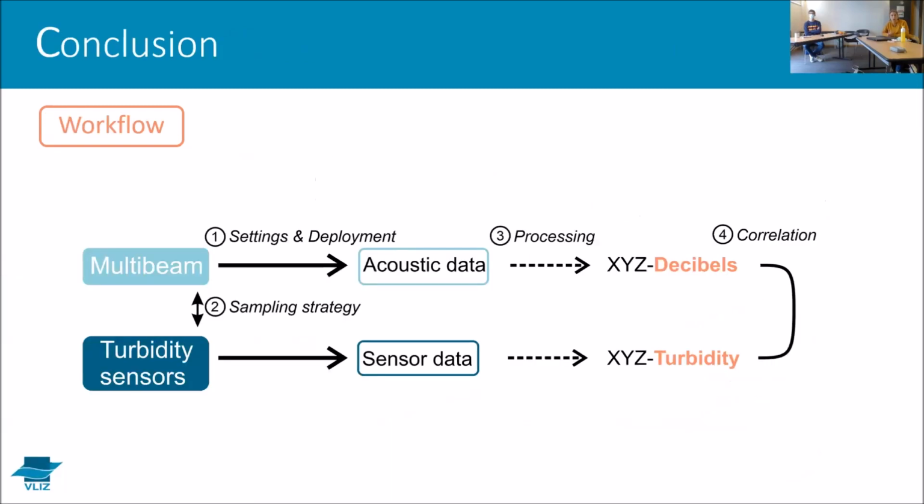So to conclude, in the past year and a half, we have developed a workflow to acquire, process, and correlate water column multibeam data with in situ sensor data. Now, the next milestone for us is to use these linear regression models and to convert the acoustic decibels from all survey lines into a 3D turbidity block.